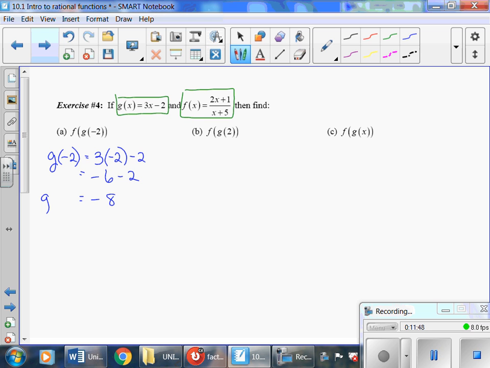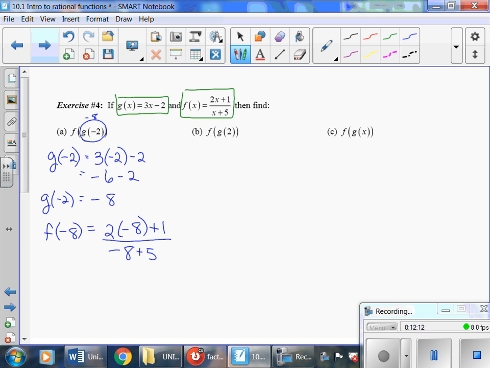All right, so g of negative 2 is equal to negative 8. Now we're going to do f, and we're going to put in our negative 8 where our g of negative 2 is. So f of negative 8 is going to be 2 times negative 8 plus 1, that's our numerator, and then we have negative 8 plus 5.